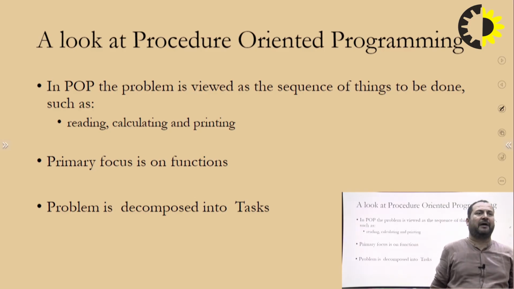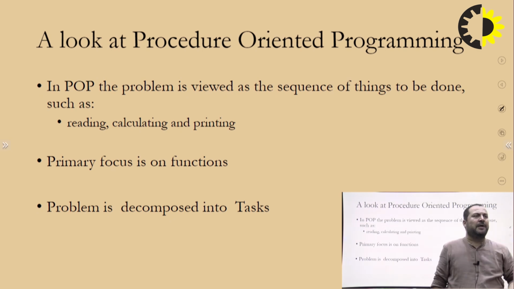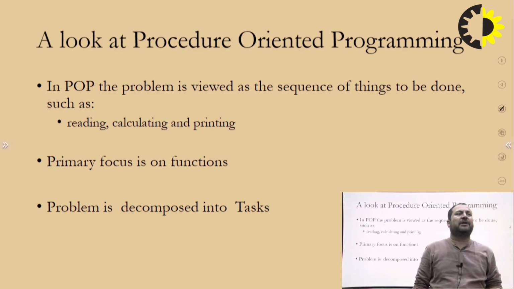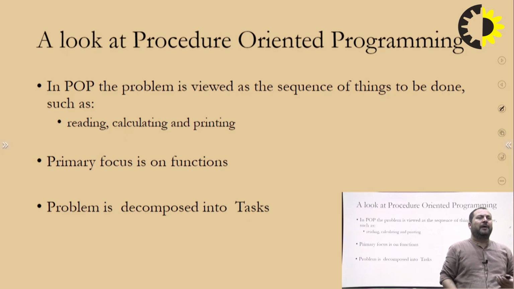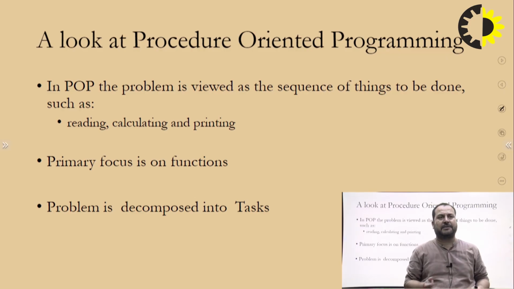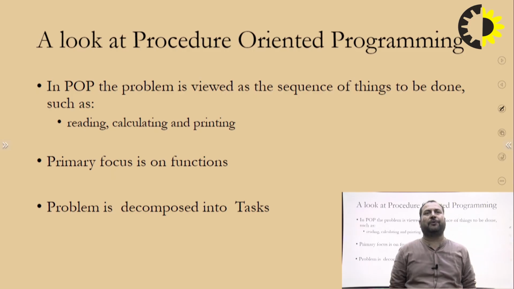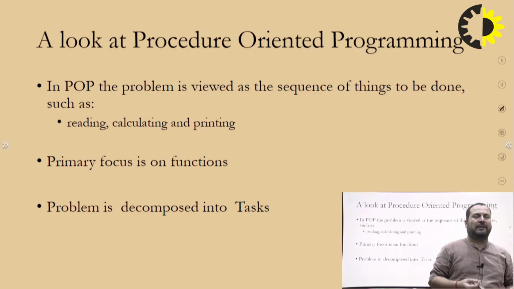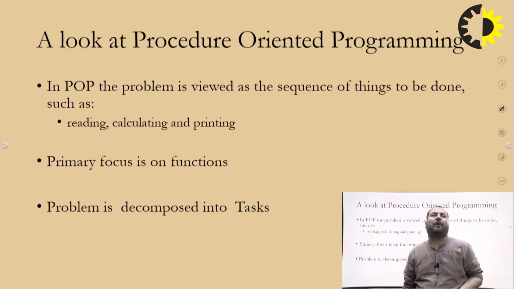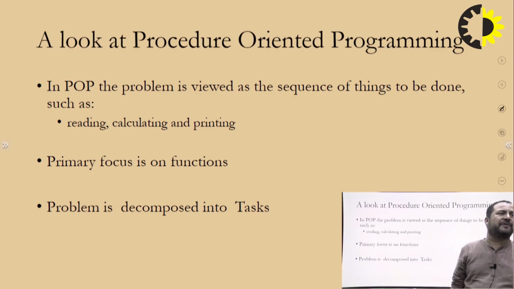Before starting object-oriented programming, let's see the conventional programming which we used in C or Pascal. So what is procedure-oriented programming, sometimes called POP? There the main focus was to think about the procedures, the functions. Suppose a task is to be performed, how can we divide the task into various sub-tasks and so on. So anything we develop, we have to think in terms of functions. In POP, the problem is viewed as a sequence of things to be done, such as reading, calculating, and printing. So the primary focus was on the function.